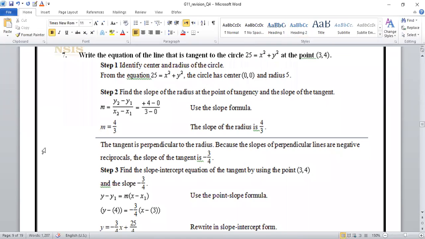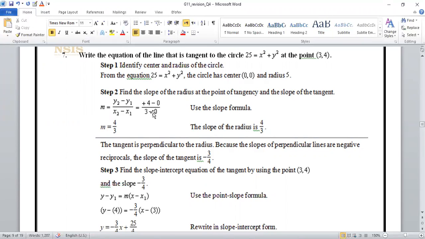First step, identify the center and radius of the circle. From the equation of the circle, 25 = x² + y², the circle has center (0, 0) and radius 5, since the square root of 25 equals 5.